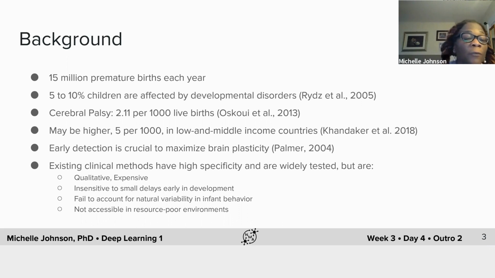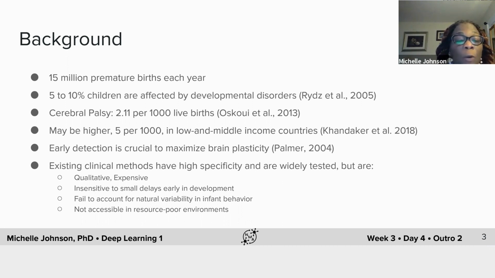It's important for us to be able to detect early in the process whether the infant might be at risk for developmental disorders, in order for us to maximize and capitalize on the brain plasticity that is happening during this critical period, as well as to maximize functional outcomes for these young infants by being able to intervene early.